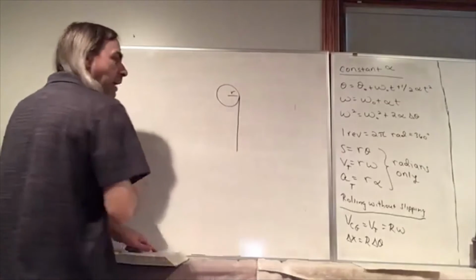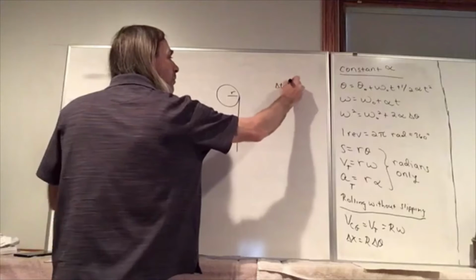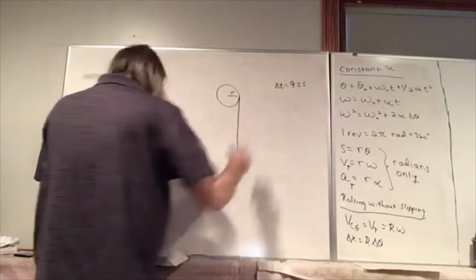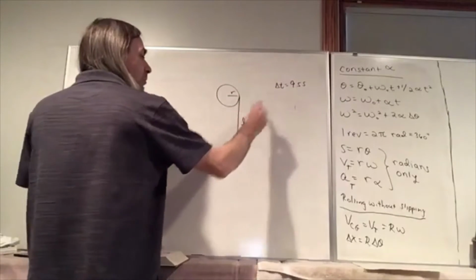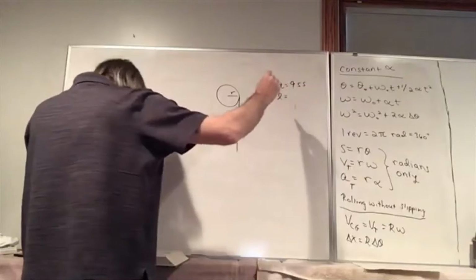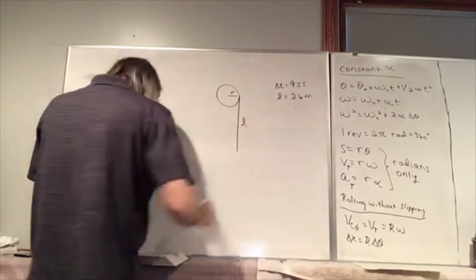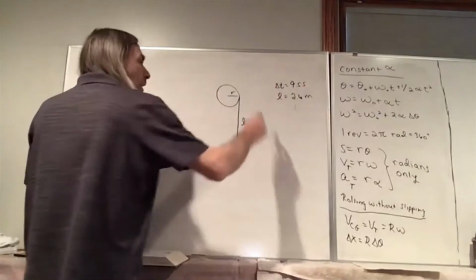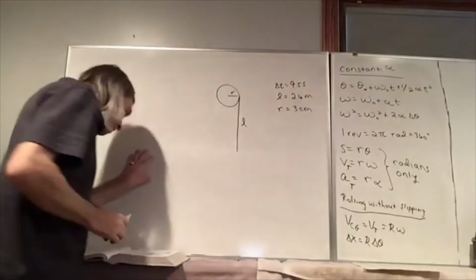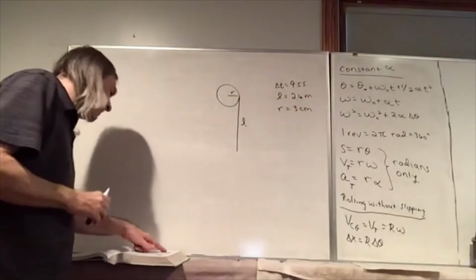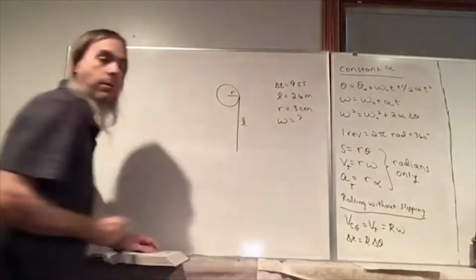So we have this fishing line, and it takes 9.5 seconds. Let's call this L. The length of the line is 2.6 meters. And the radius of the reel is 3 centimeters. So the question is, we're doing this at a constant speed. What is the angular speed of the wheel?